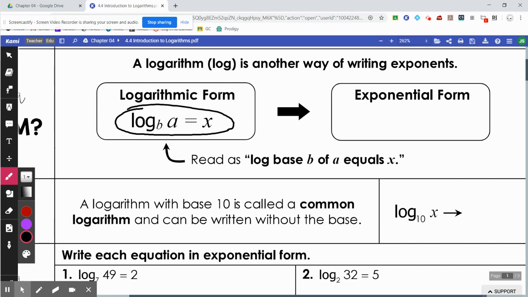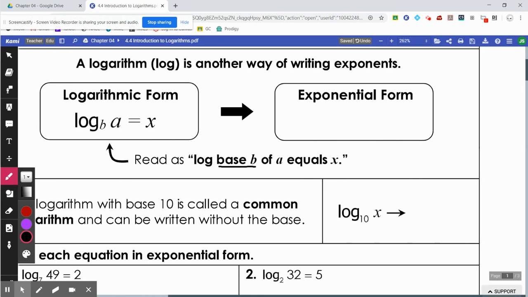We read this as log base b, whatever number's down here, and that's actually a subscript. That's a little bit lower than where log is written. I write it as log, and then the b would be down here somewhere. Okay, so this is log base b of a is equal to x.